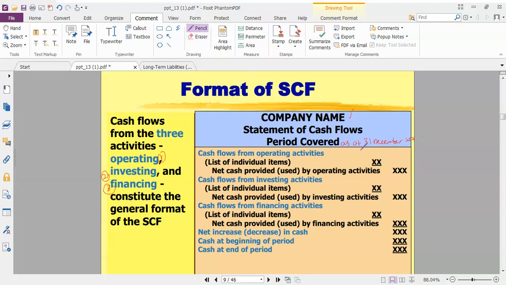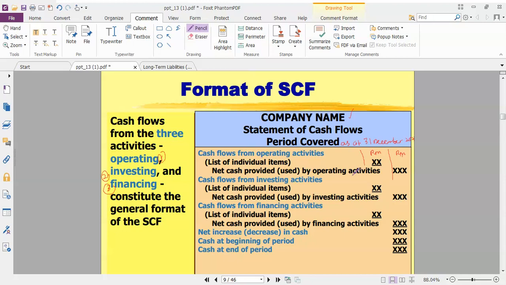Okay, the first column is for the details, and then the second and third columns are for the amount. All right, RM. Okay, and then cash flow. The first item is cash flow from operating activities. Okay, a list of individual items, and then we get the net cash provided or used by operating activities.